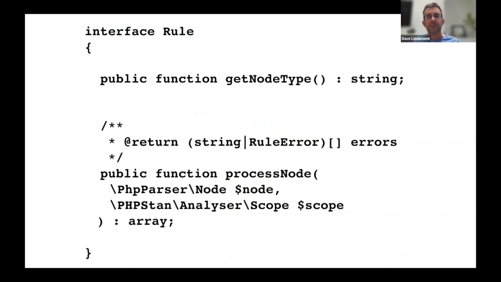So a PHPStan rule is an implementation of this interface. There are two methods you need to provide an implementation of. The first is getNodeType, and the second is processNode, where you get the node and you get some additional thing called the scope, and you return an array of errors. So if there are no errors, it will return an empty array, or if it finds an error, it can return one or more errors.